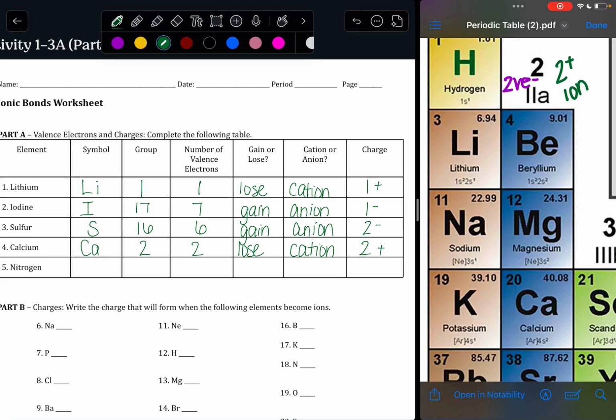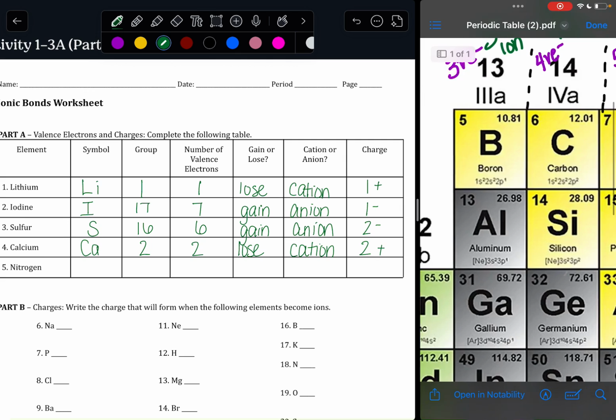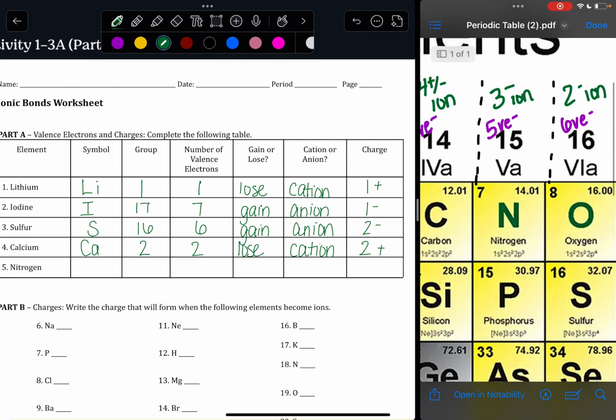And then back over to the right side here, nitrogen is atomic number 7. Nitrogen's symbol is capital N. It is in group 15 with 5 valence electrons. 5 valence electrons means it can just gain 3 to get to a full orbital, and it's going to end up with a 3 minus charge when it gains those 3 electrons, and because it's gaining electrons, it's going to be an anion.